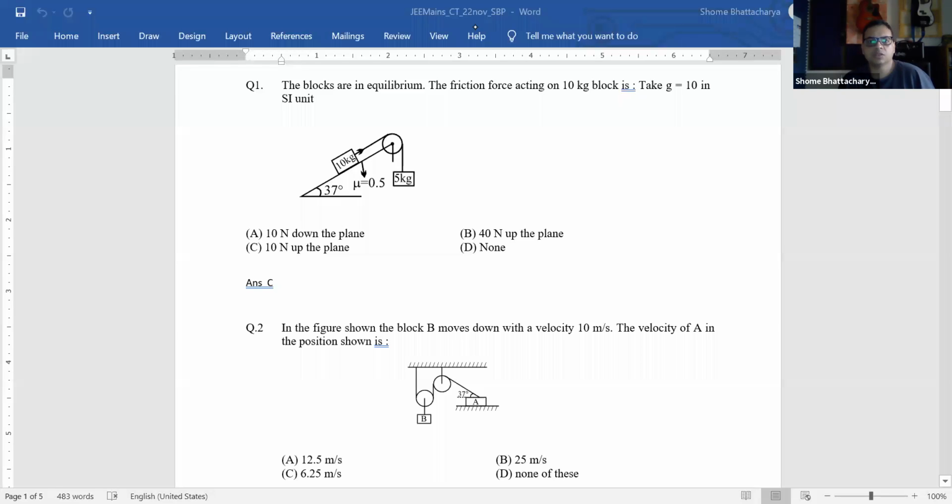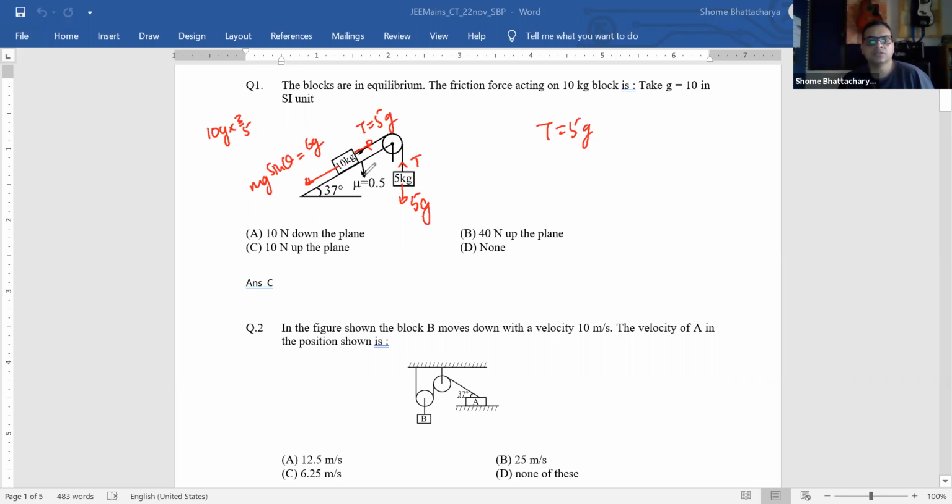So in the first one, the blocks are in equilibrium. So if the blocks are in equilibrium, then here, the tension is equal to 5G. So now you look at this one's free body diagram. There is tension equal to 5G like this. There is mg sine theta acting in this direction. So that is becoming how much? 10G into 3 by 5. So that is 6G.